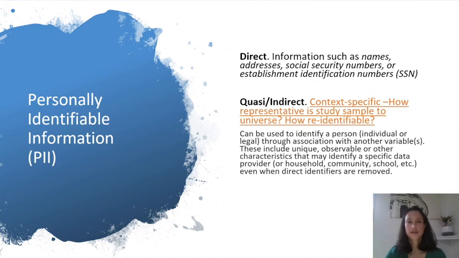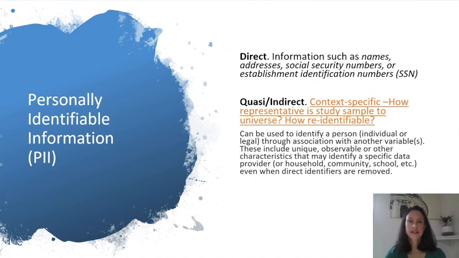Direct PII is really just information directly about the person or the firm, whatever your unit of observation is. So things like names, addresses, GPS coordinates of households or firm location, social security numbers, driver's license, other forms of identification that directly identify someone.